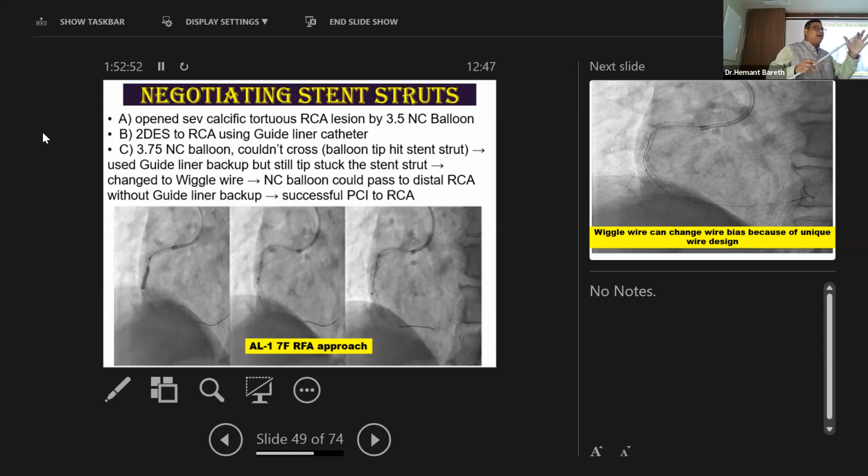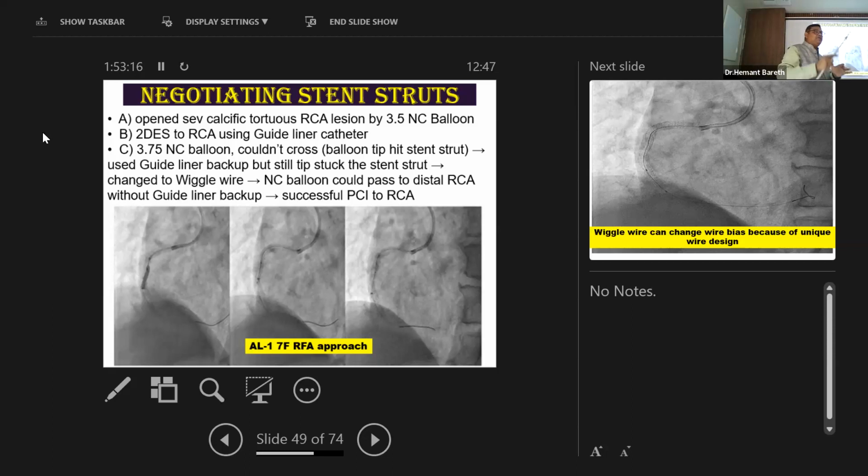But if you use a wiggle wire instead of hitting this, if you push, it will move away. And then you can pass your balloon and you push further, then it will again come back. Because it is like this. So depending on where the wire is touching, if you push more, it will just come out. And if you push again, it will go in.